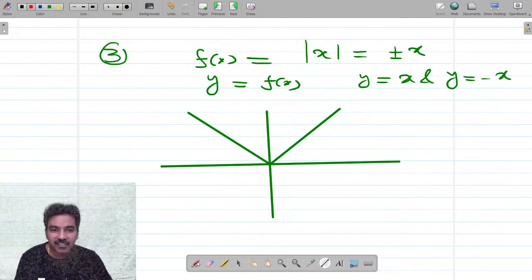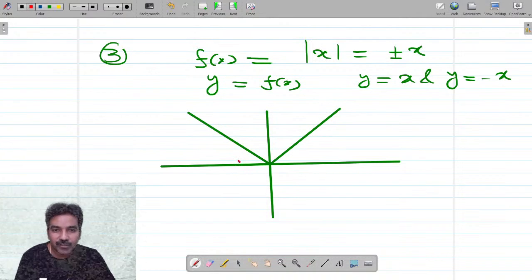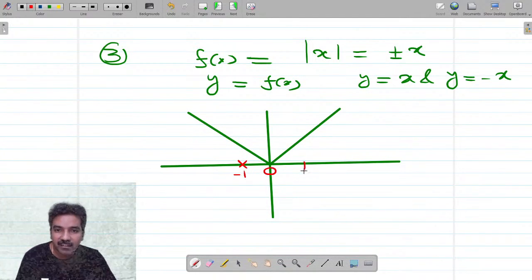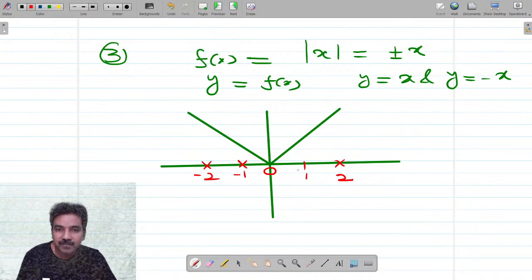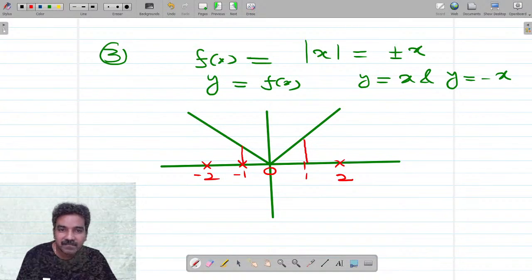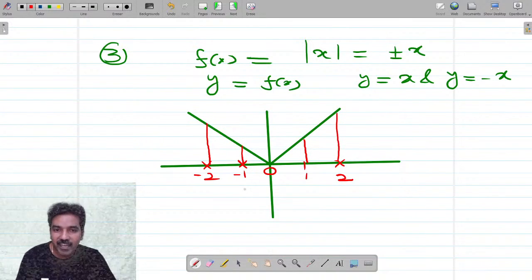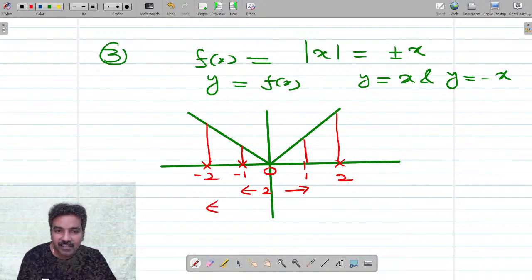Now here look at this. Suppose I take this as minus 1, this is origin and this is 1. Suppose this is minus 2, this is plus 2. Now here you can look at this, draw the vertical lines here. Now here you can see the length is 2. Here the length is 4.